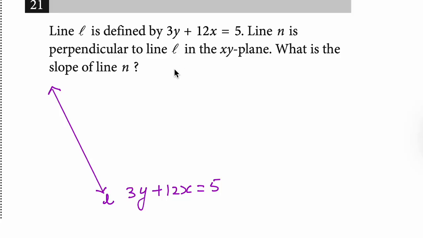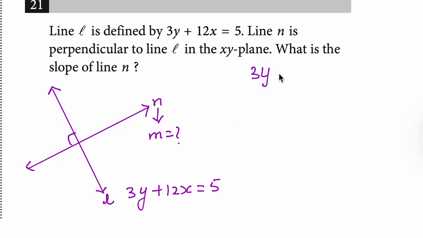Line N is perpendicular to line L. So this is some line N which is perpendicular to L. What is the slope of the line N? So we have to find the slope of this line. But this equation is not in slope-intercept form. So first let's convert the equation of line L into slope-intercept form.